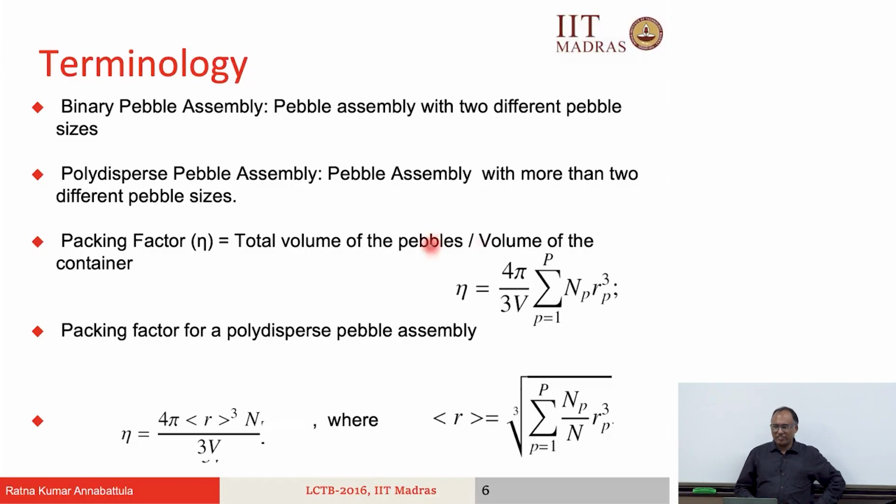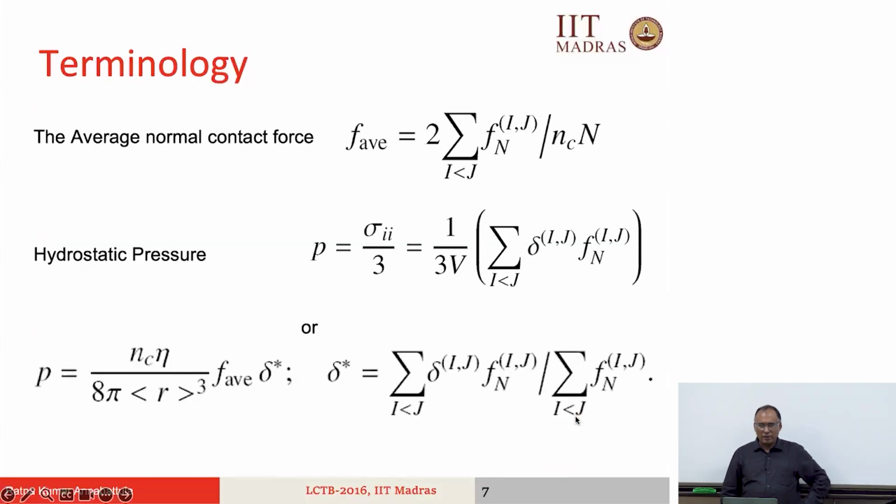For a polydisperse assembly, suppose you have a particle size R_p cubed. The packing factor for a polydisperse assembly can be defined as 4 pi R cubed n by 3V, where that R cubed can be defined by this. Okay? And we also have a normal contact force between particle i and particle j. There are so many particles, right? Each particle will have a normal force with another particle.